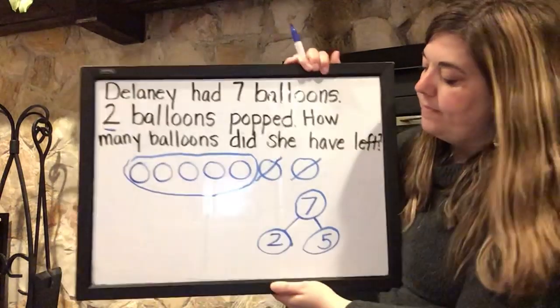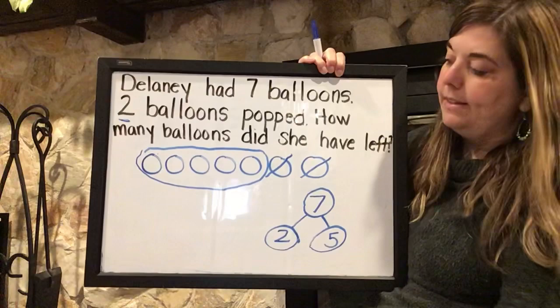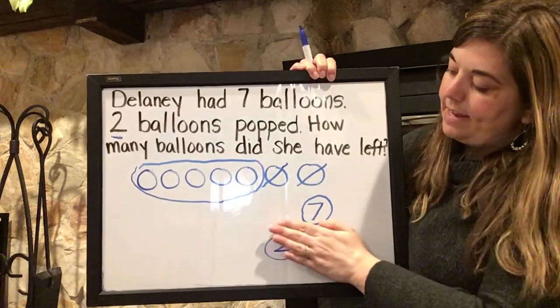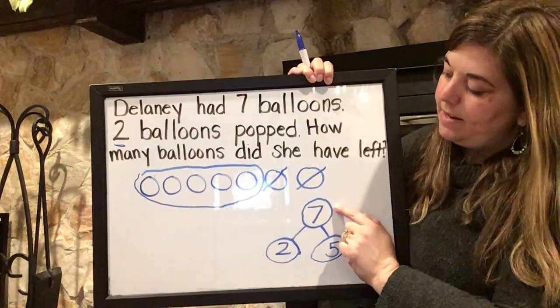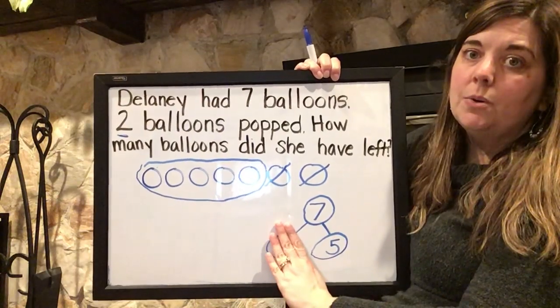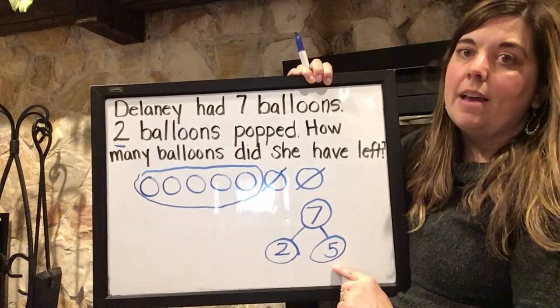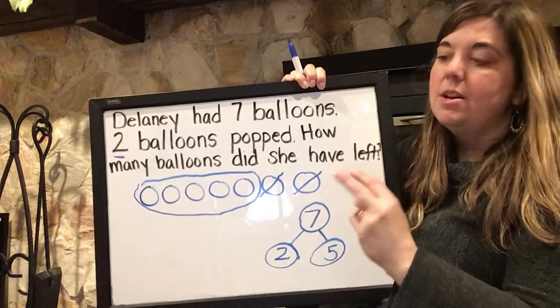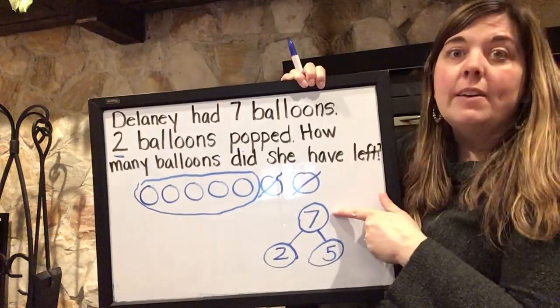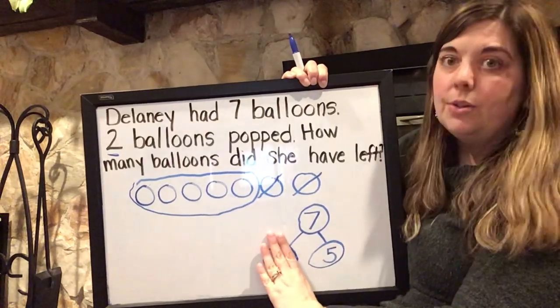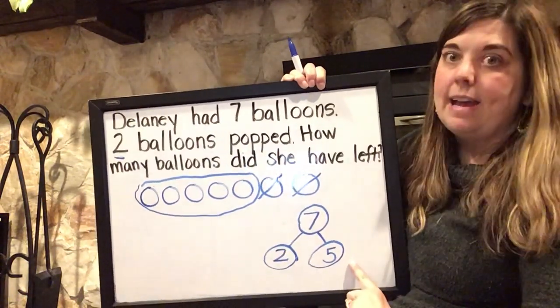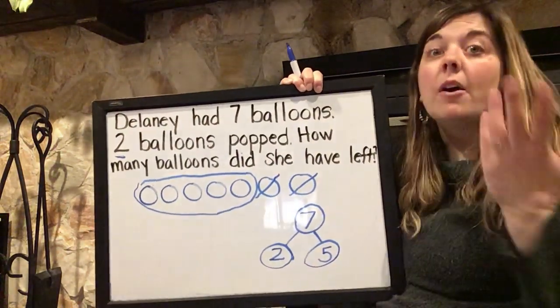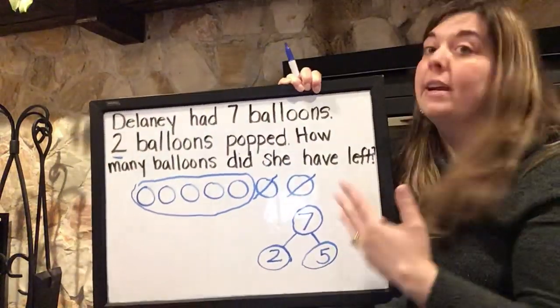Okay. If I read this, I could say 7 take away 2 is 5. So try that with me, hiding that 2 with your hand. All right, ready? 7 take away 2 is 5. All right, now that we said that out loud, I bet we could write our number sentence.